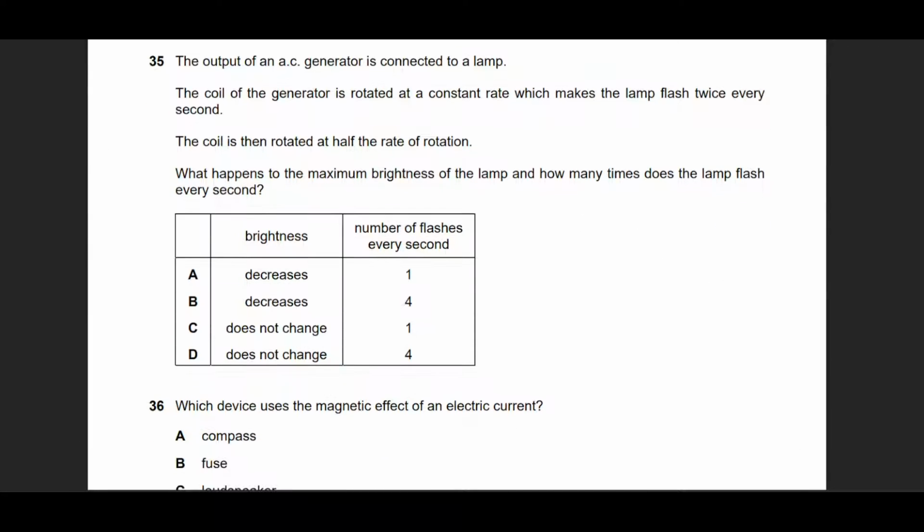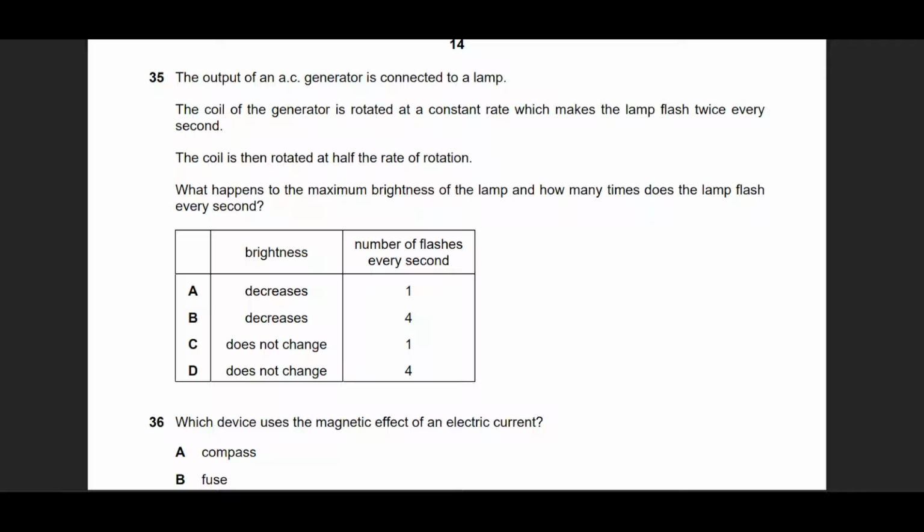Question 35 says that we have a generator connected to a lamp. The generator is rotated at a constant rate, which makes the lamp flash twice every second. Now, this is important information because this is the standard. This is what we're going to compare the rest of the situation to. The coil is then rotated at half the rotation.